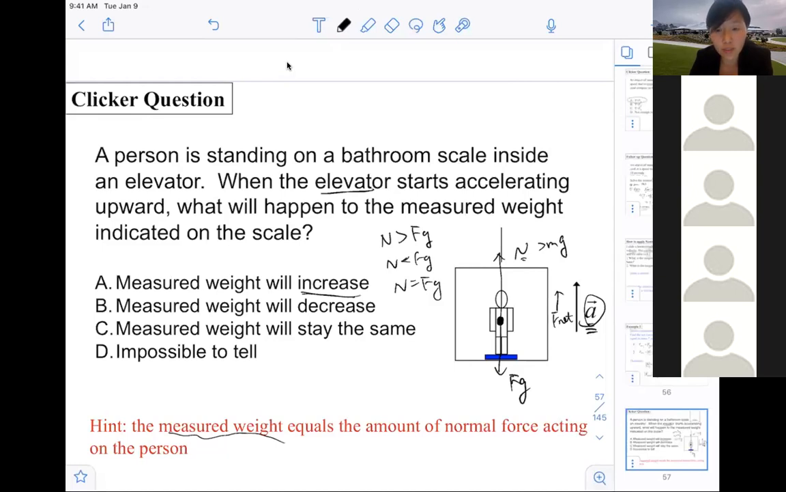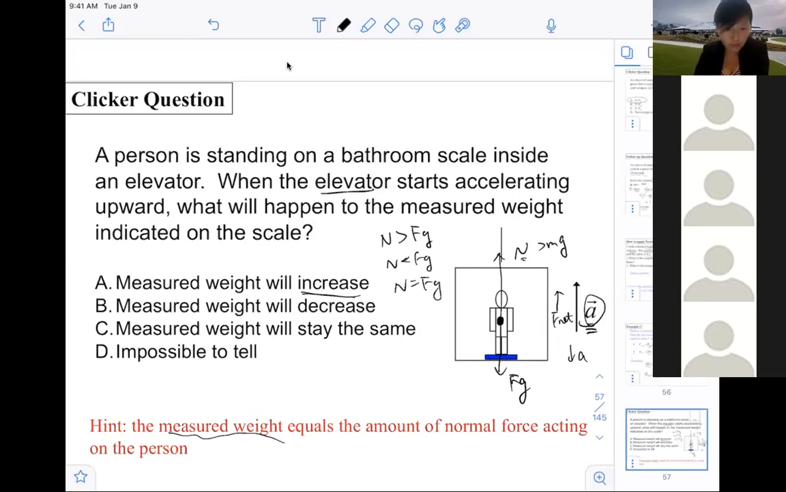Now, in other words, if your acceleration is downward, if I change this problem, say the elevator was going up, but then it starts to slow down, so you know you have an acceleration downward. In that case, your measured weight would have been smaller than if you had to measure it outside of the elevator, normally on the bathroom scale. So depending on the acceleration, you will read different values from the scale.